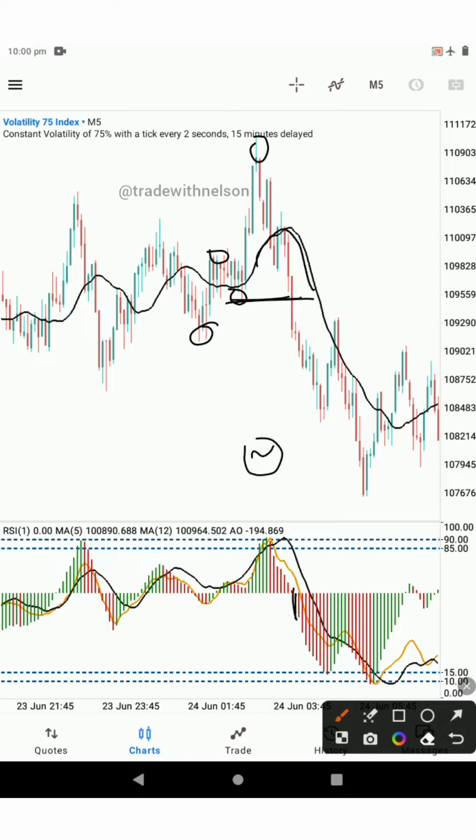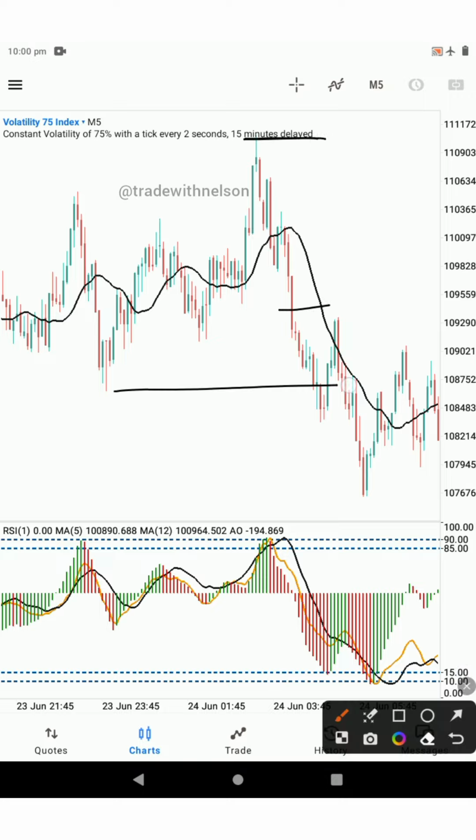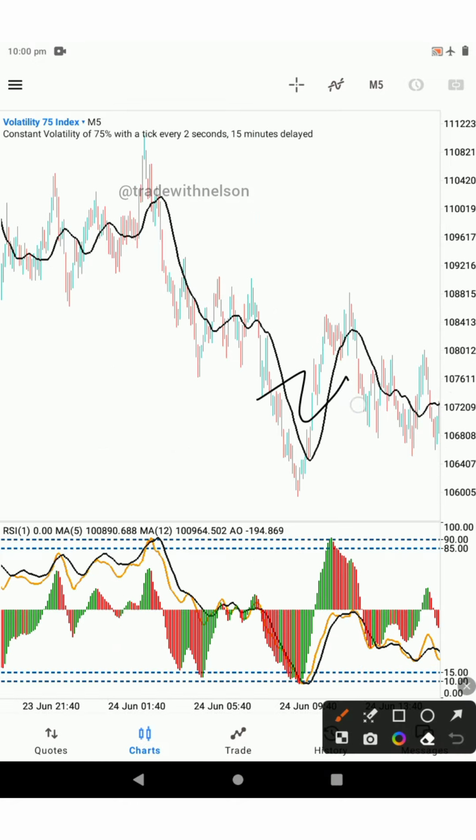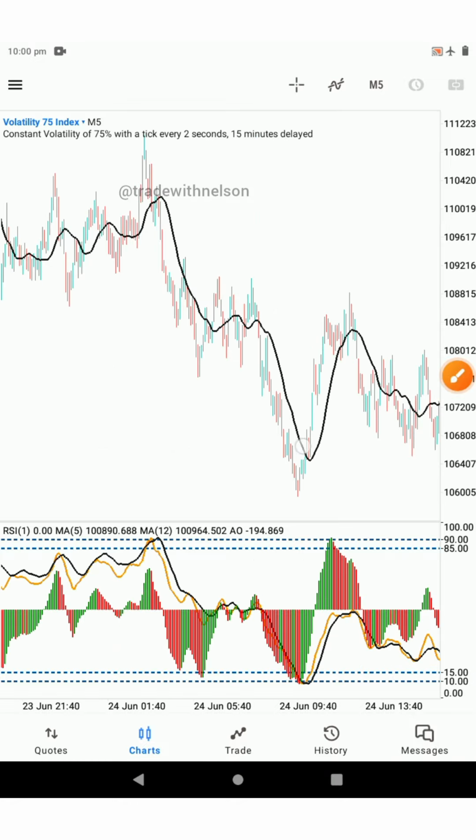You have the generation of the red bar to the downside. Then you will enter your sell. Your stop loss will be above here. Then you will target these lows to the left, and see how the market continues to fall to the downside.